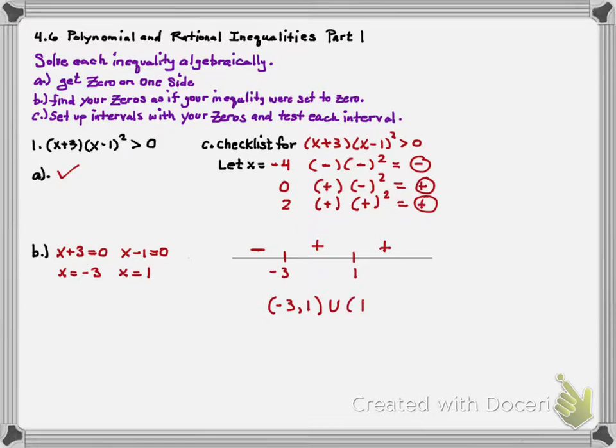So we make a union here, and we go from 1 to infinity. We use parentheses on everything as a reminder, because this was just a greater than symbol, not a greater than or equal to symbol. This is your solution to this inequality. All of those values will satisfy the inequality. All right, let's move on to number 2.